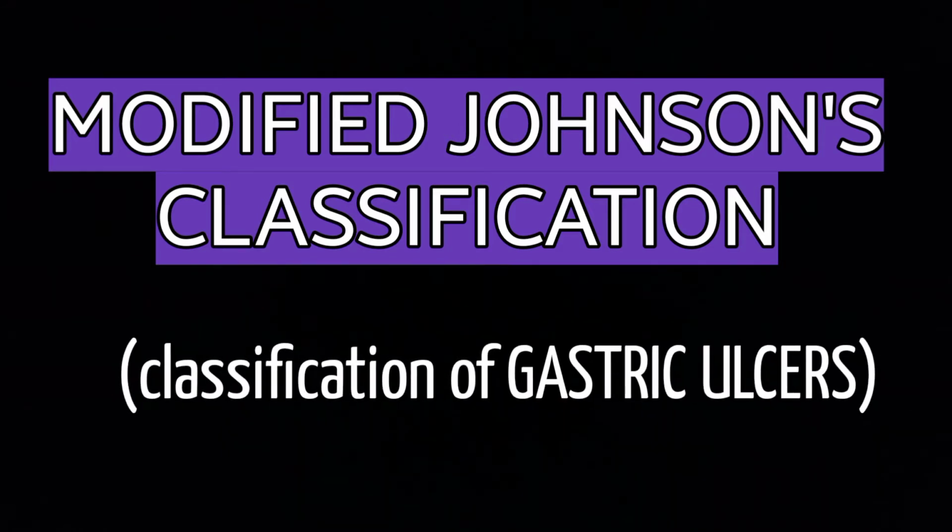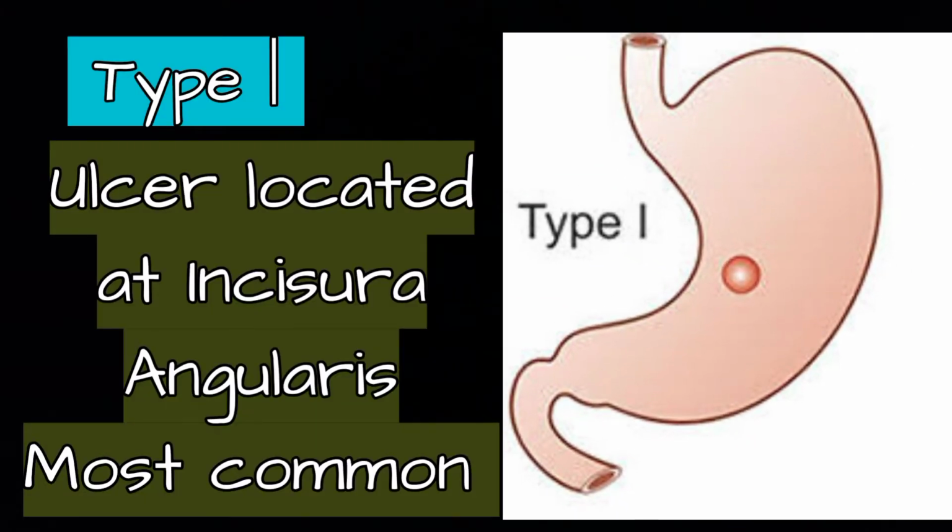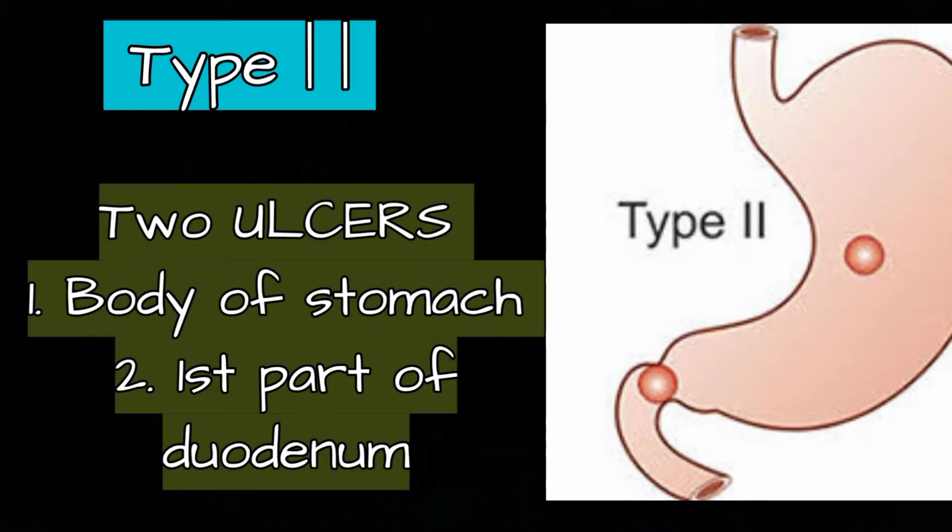First, modified Johnson's classification, which is the classification of gastric ulcers. Type 1 ulcer is located at incisura angularis. Most common. Type 2: there are two ulcers, one in the body of the stomach and one at the first part of the duodenum.